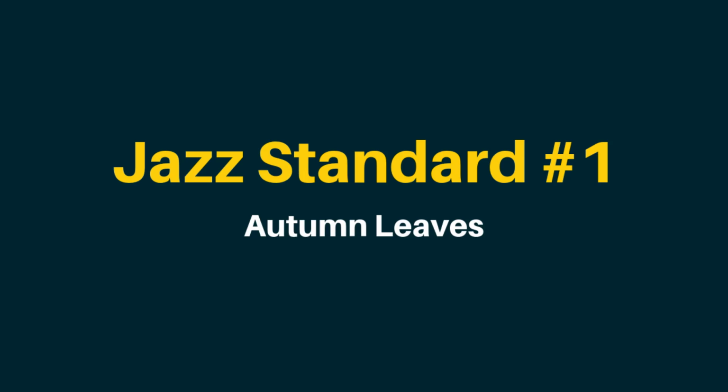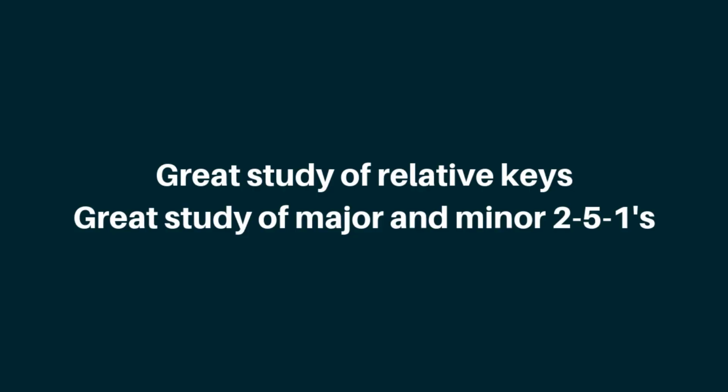All right, now the first one is Autumn Leaves. Autumn Leaves is a great study of relative keys, meaning the relative major and the relative minor, and also the 2 most important chord progressions in all of jazz, which is the major 2-5-1 and the minor 2-5-1.